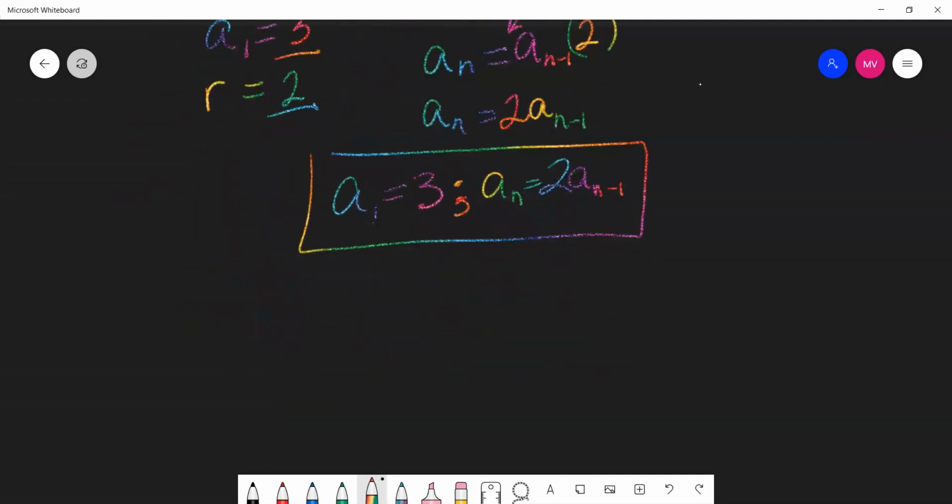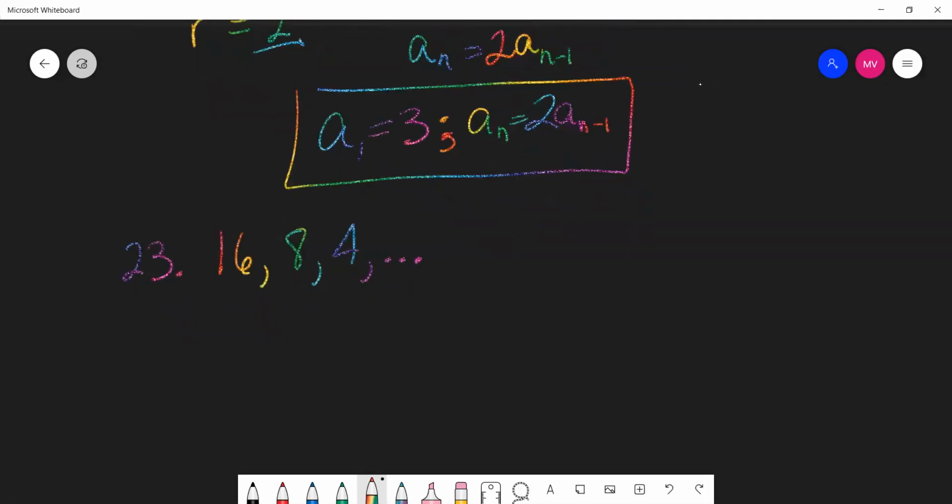All right, let's do that one more time. 23. Number 23 gives us 16, 8, and 4 as our sequence. All right, so again, we have a geometric formula, although you can notice your numbers are descending in value. So this means that you are multiplying times a fraction, and that fraction is 1/2. We know that 16 divided by 2 is 8. 8 divided by 2 is 4. And if we continue that, we'll continue finding the sequence.